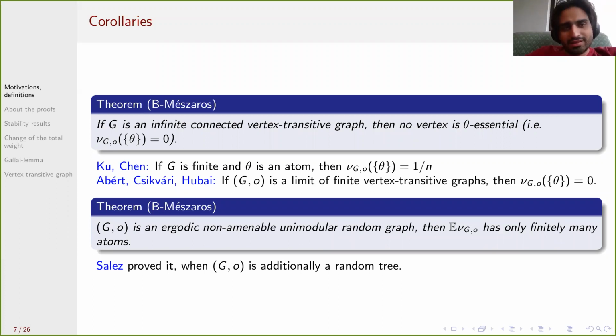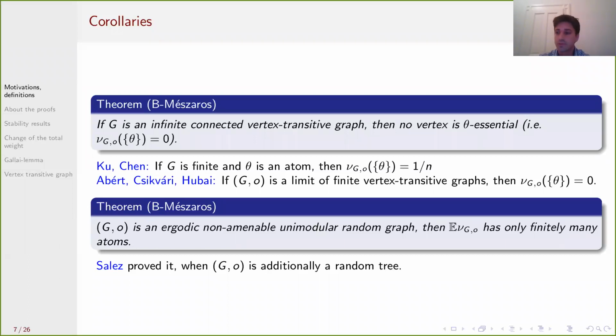Another extension of the same theorem is when you are throwing away the vertex transitivity, so now you are saying, okay, I would like to allow something more randomness. The next good candidate to look at is the unimodular random graphs. And what we were able to show is that if this unimodular random graph has a nice expansion, okay, it's ergodic non-amenable, then it will have only finitely many atoms in the expected matching measure. And this theorem was proved by Salez for unimodular random trees.